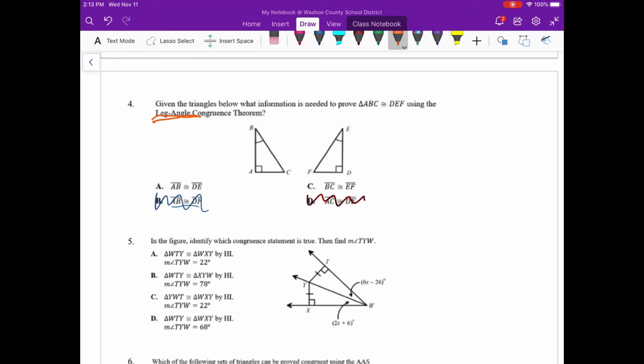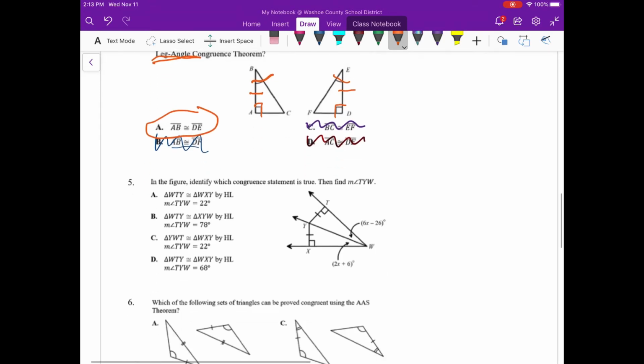In order for it to be the leg angle congruence theorem, I have to make sure I'm labeling a leg. C tells me to label the hypotenuse, so that's not going to work. And therefore, if I label my option A, which is AB congruent to DE, those legs are corresponding. They're both between the marked angle and the right angle. Therefore, we would be using the leg angle congruence theorem. Okay.